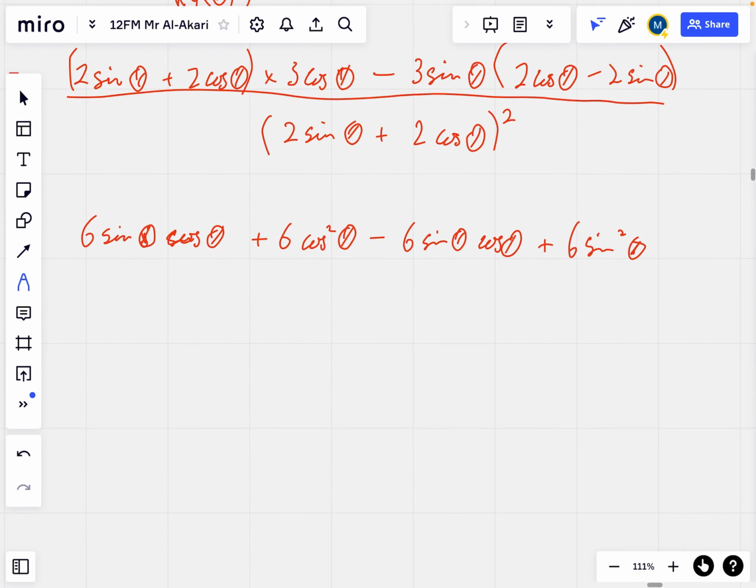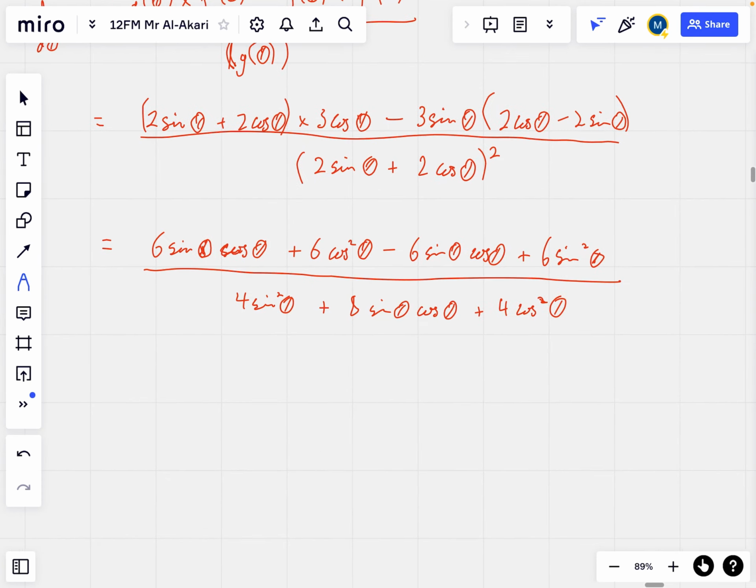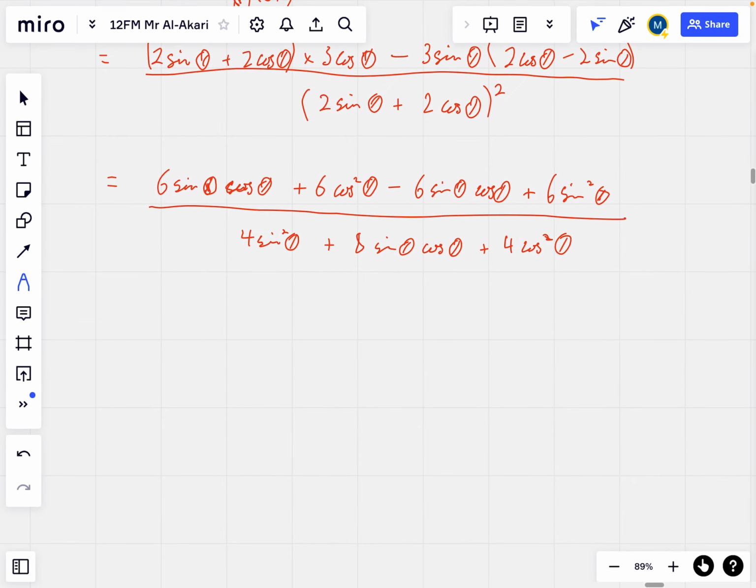Okay, and now we divide the whole thing by the bottom bracket expanded. So that's double this bracket. So let's see, we have 4 sine theta squared plus 2 times 2 times 2 is 8, so 8 sine theta cos theta, plus 4 cos squared theta. So what we did there is just expanded the bracket because since it's squared, it's double bracket.